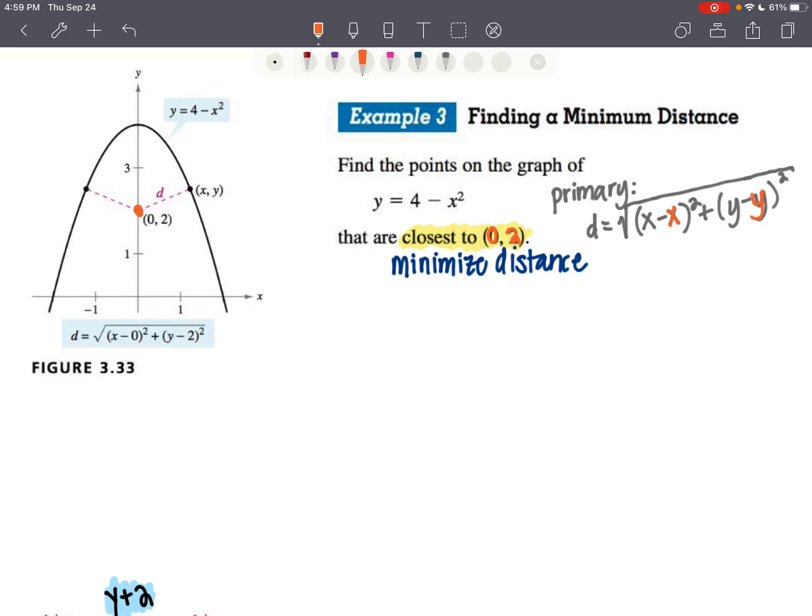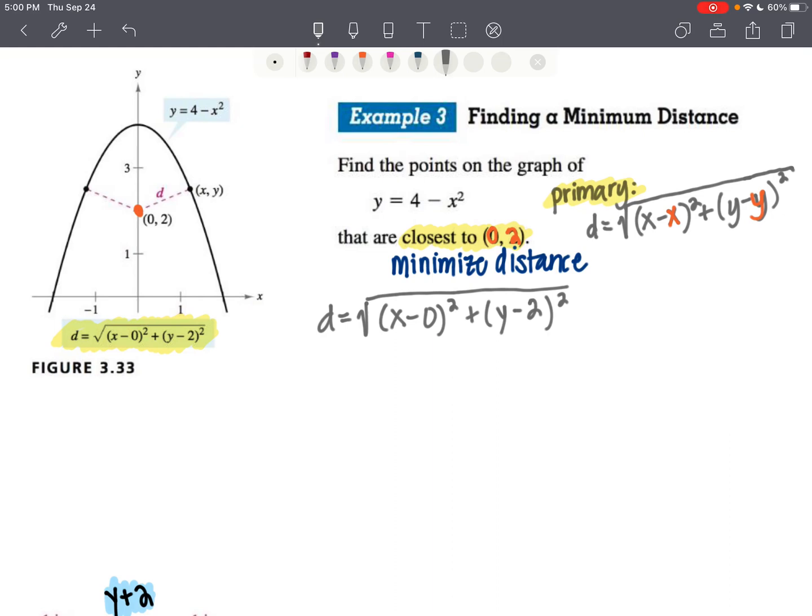That is our primary equation, and this figure over here to your left shows the primary equation. So distance equals the square root of (x minus 0) quantity squared plus (y minus 2) quantity squared. We're going to want to minimize this distance, therefore we're going to need to find the derivative. This is our primary equation.